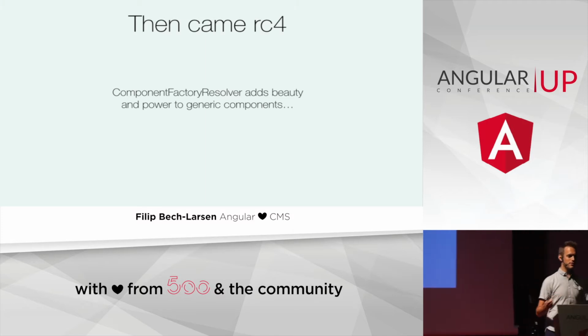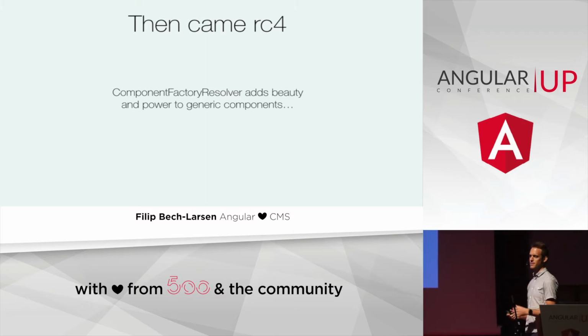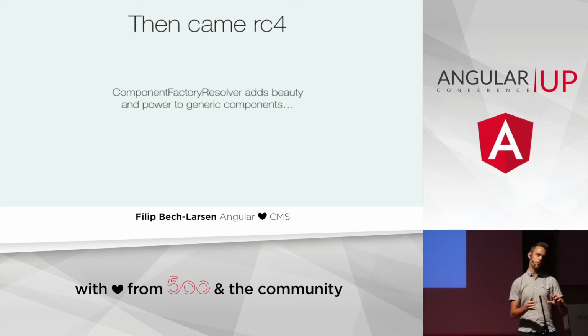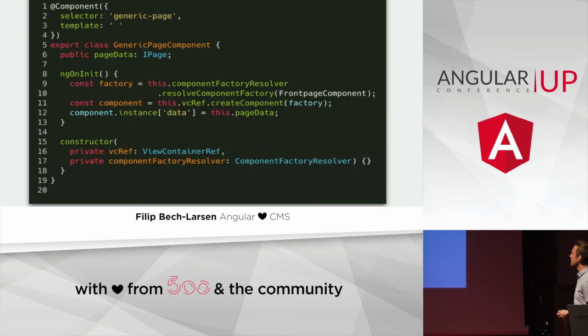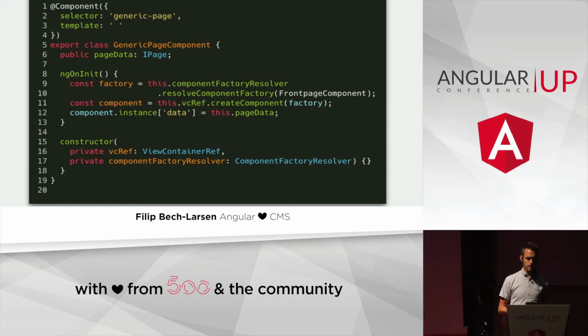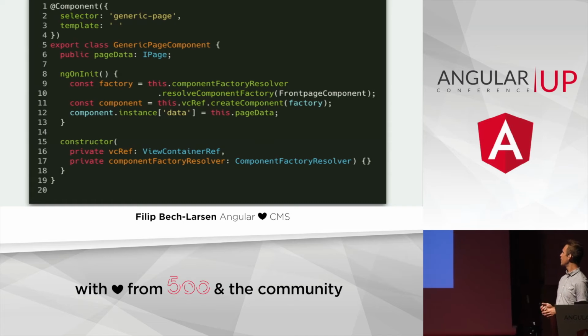So with RC4, the team actually gave us access to the component factory resolver, so we could figure out and bootstrap our component factories ourselves. It looks something like this. I get them in lines 16 and 17 just with regular dependency injection. I make a factory in line 9. I call the component factory resolver.resolve component factory.